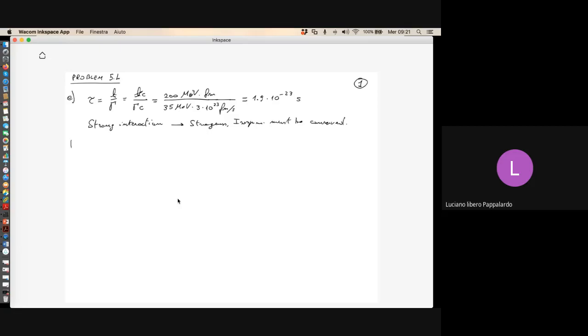Now let me move to question B. Let me go back to the text. Why does the analogous reaction, when we swap the charge of kaons and pions, not occur in nature? So as we've seen, the sigma star plus is created in the strong reaction K minus proton into pi minus sigma star plus.